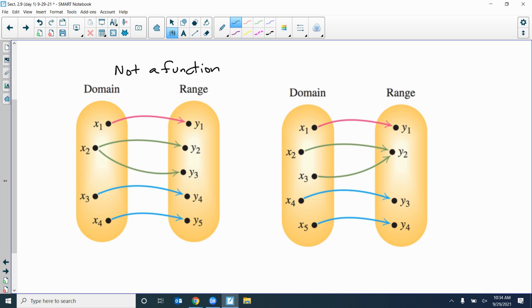Is this a function? Does each x go to one y? Yes. But is each y paired with only one x? No. So this is not one-to-one. But it is a function. So to be one-to-one is exactly like it sounds. Each x goes to one y. You can't be paired to more than one y.